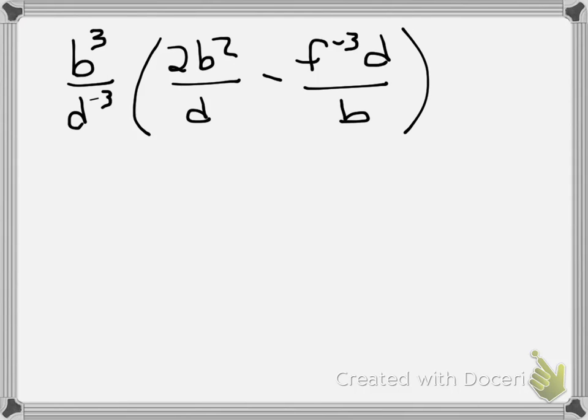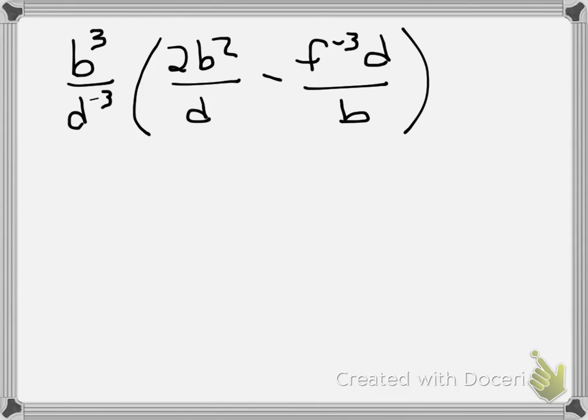Now for example 3, this is where it gets a little bit trickier, but if you just pay attention, it won't be so bad. We have b to the third over d to the negative third times 2b squared over d minus f to the negative third d over b. Well, the best way to do this is just take anything we have as a negative exponent and move it to the top or move it to the bottom.